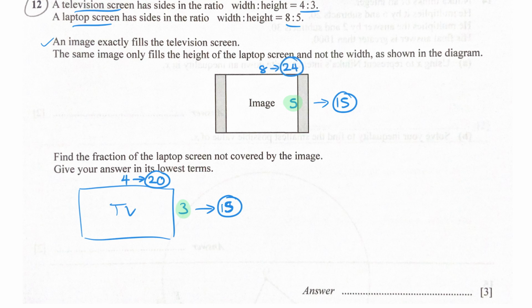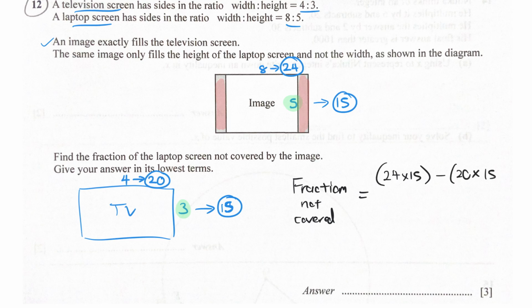So we want to find the fraction of the remaining area. So if we're going to use it by area, not covered, comparing by area, we're going to have 24 times 15, the laptop screen minus the TV screen, divided by the total area, 24 times 15. Okay, and that gives us 1/6. We've done.